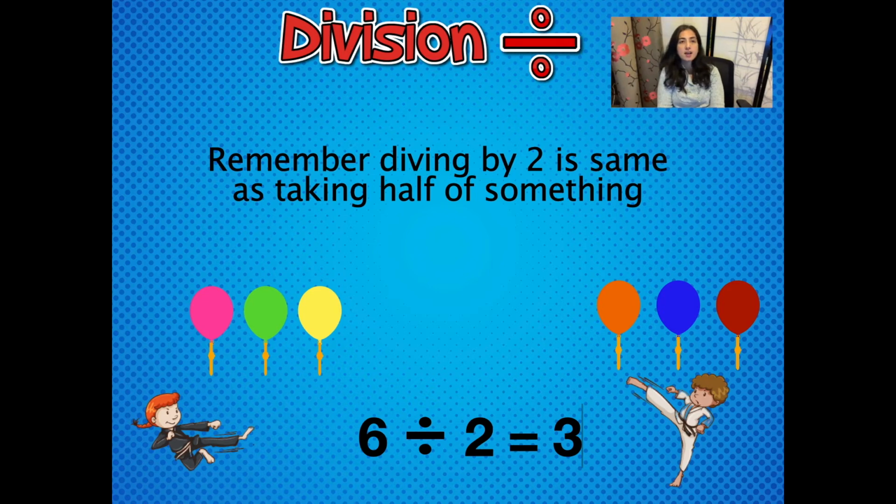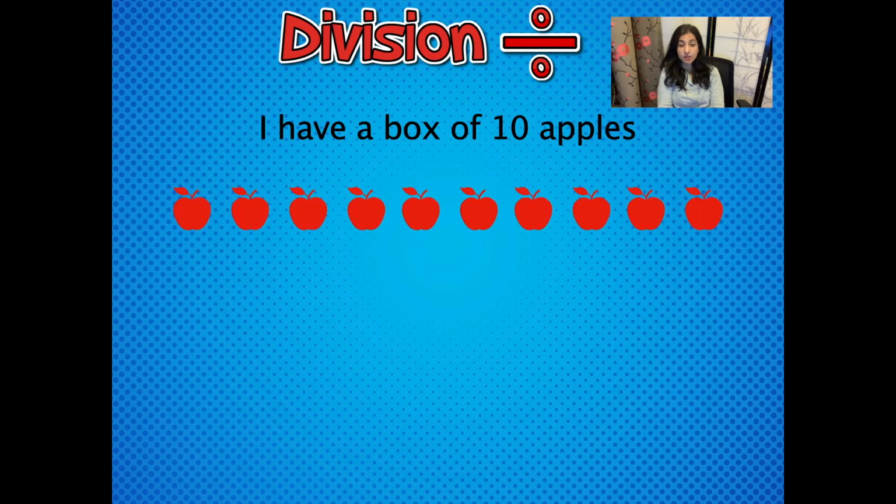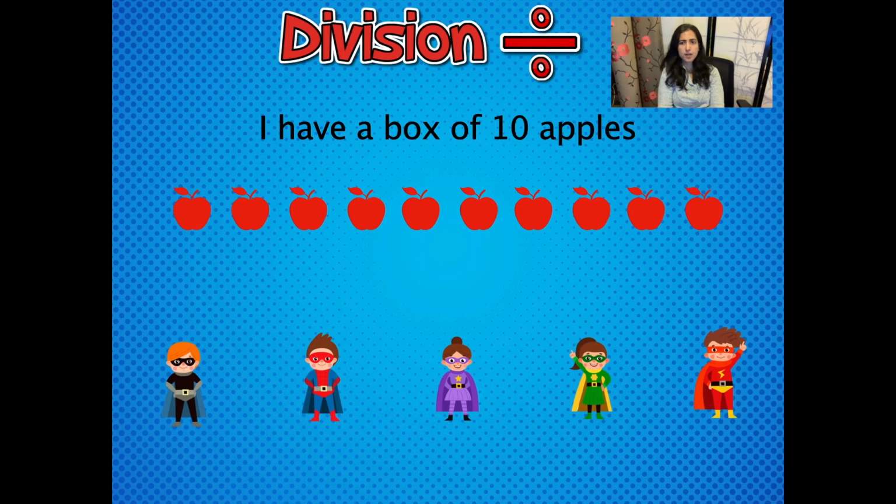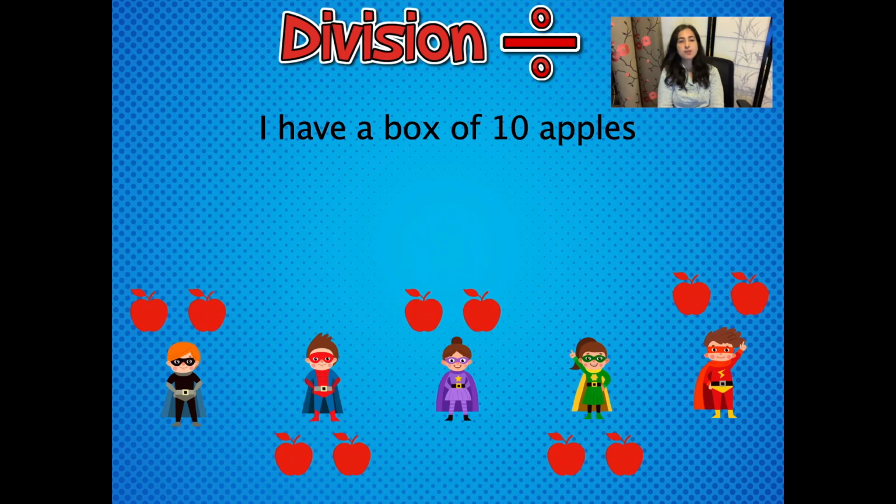Good. I just bought myself an amazing box of apples. 10 apples. And guess who showed up at my door? 5 superheroes. I need to split these 10 apples, or divide them amongst 5 players. Each one's going to get 2 apples. Fantastic. 10 divided by 5 equals 2.